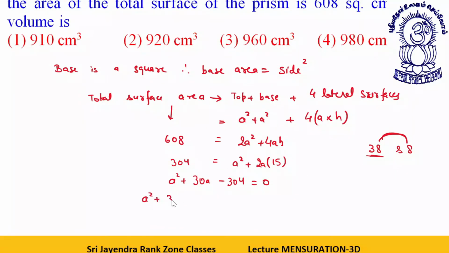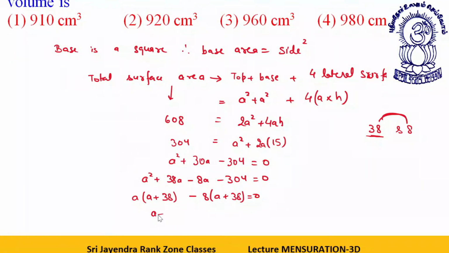A square plus 38a minus 8a minus 304 is equal to 0. I take common a: a into a plus 38, minus 8 into a plus 38, is equal to 0. So this gives you a plus 38, a minus 8 is equal to 0. This implies either a is equal to minus 38, which is not at all possible, or a is equal to 8. This is your answer.